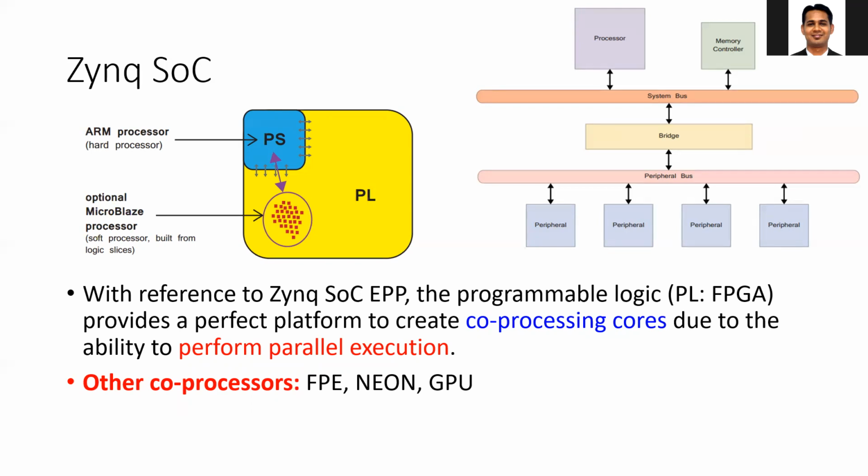So coming back to the Zynq SoC, we have the PS, which is the programmable processing system, which is the ARM processor. You have the PL, which is the programmable logic. The PS is a hard processor on the same silicon as the PL. In addition, it is possible to have soft processors which are implemented on the PL.